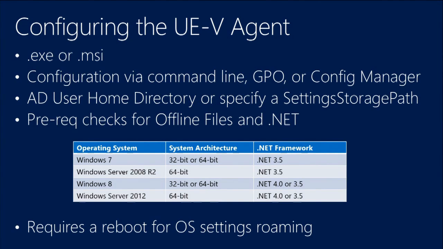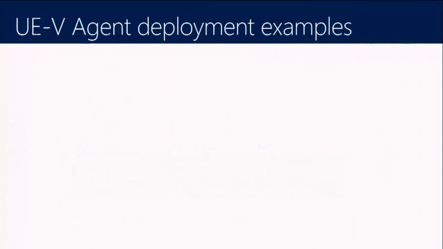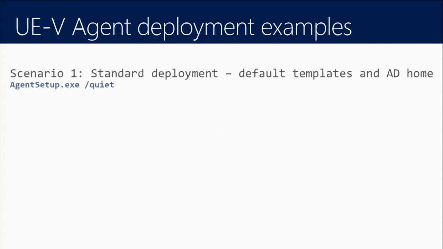Now, prereq checks. In the 1.0 client, we do check for offline files. That goes away in the beta. And then we've also raised our requirement to .NET 4.5 on Windows 8 and higher. So just be aware of that. All right. And the last one was it does require a reboot. So if you are looking at automating this, we do require a reboot in order to capture the OS settings. So just make sure you plan on that in your rollout.